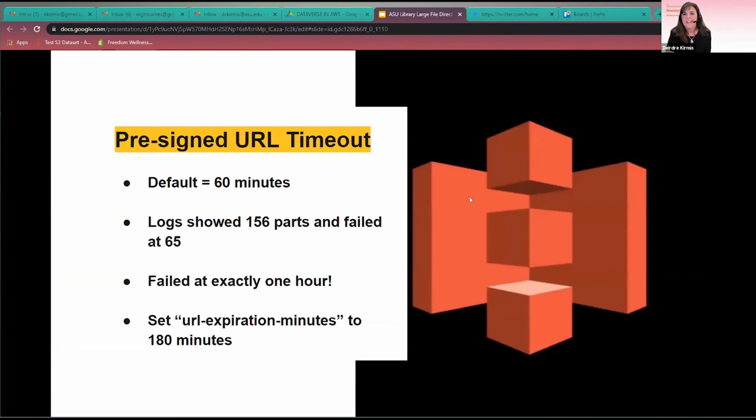Speaking of which, initially when our client started creating these large zip files, the uploads kept failing. We kept seeing that the uploads were stopping at a certain part. We finally realized that we needed to set the AWS pre-signed URL parameter to a higher value. I think the default is an hour, and so we set it to 3 hours. Once we did that, the jobs were successful.